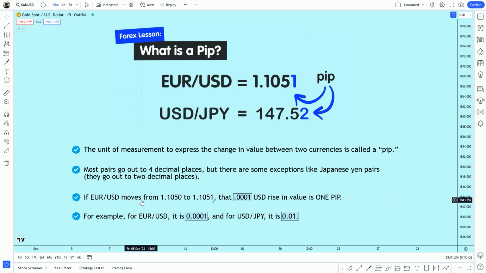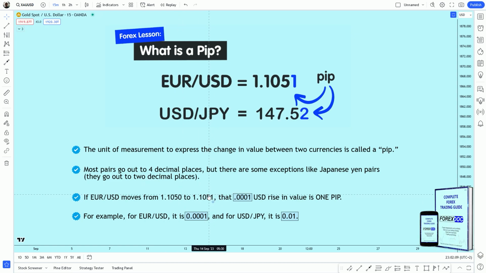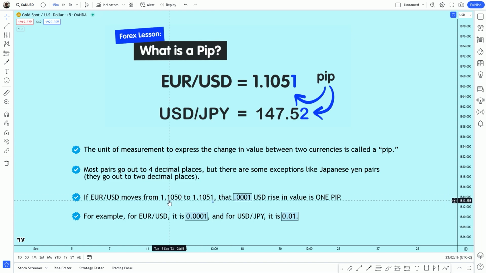Now let's see one example. If euro-dollar moves from 1.1050 to 1.1051, this 0.0001 US dollar rise in value is 1 pip. So the difference between these two levels is 1 pip. The fourth decimal number here is 0 and the fourth decimal number here is 1. Also the first three digits are the same, 105, but the fourth is different. Here is 0, here is 1. So the difference between this price and this price is 1 pip.